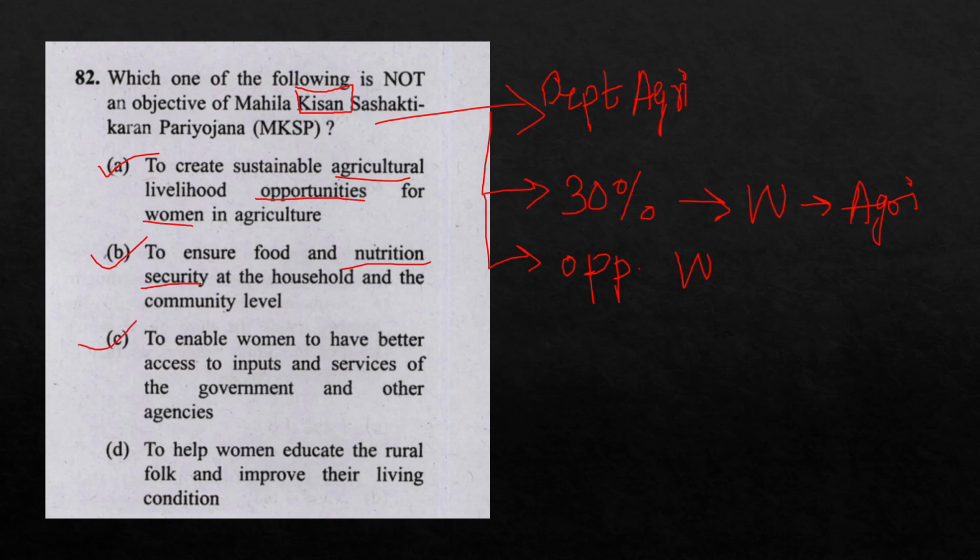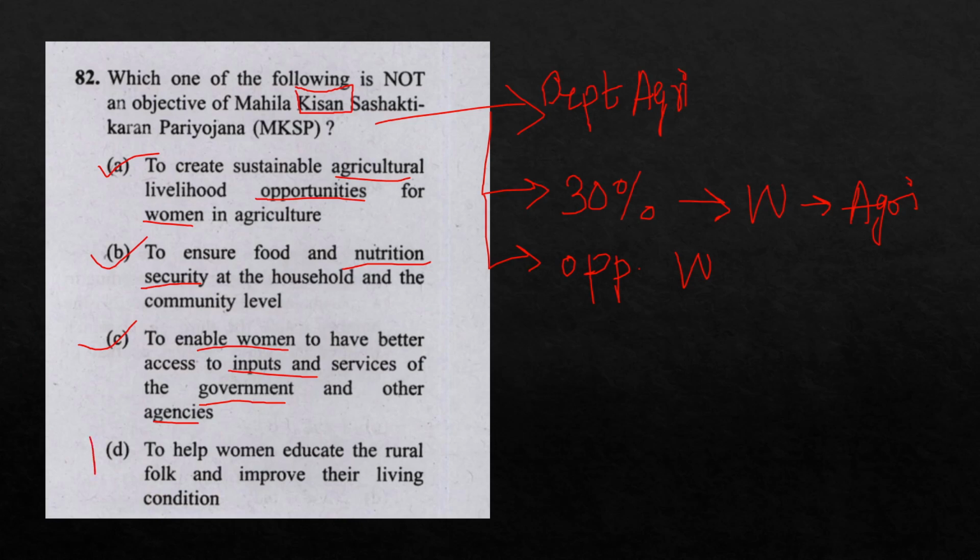The third one says to enable women to have better access to input and services of the government and other agencies. This is also correct, because it says 30% of expenditure is going to be put on women to bring them into the mainstream and to provide more opportunities to empower her. So this is also correct.